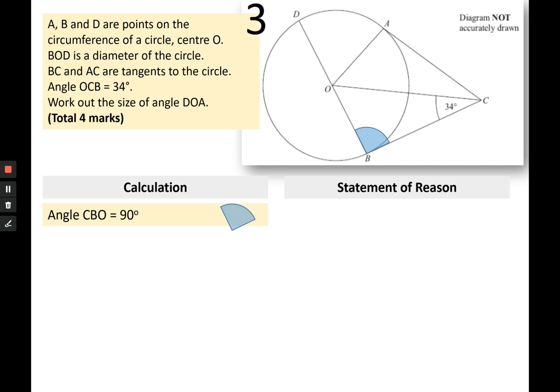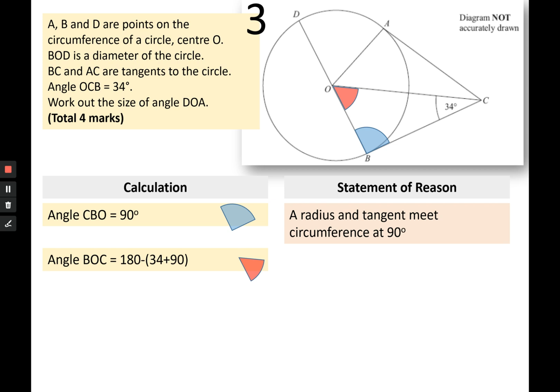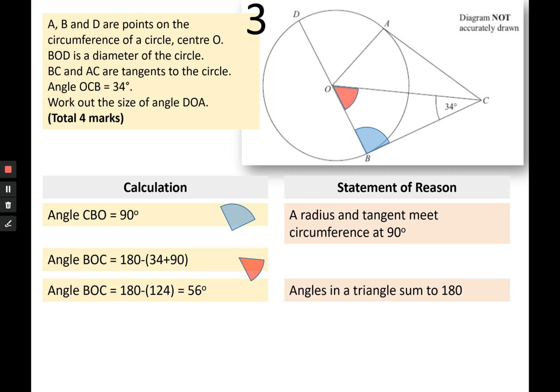So we can say CBO is 90 because a tangent and a radius meet. We can say BOC is angles in a triangle. So 180 take away 34, take away 90, that gives you 56. You have to say angles in a triangle add up to 180.